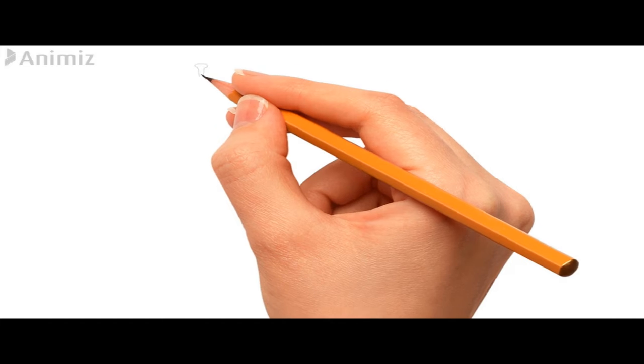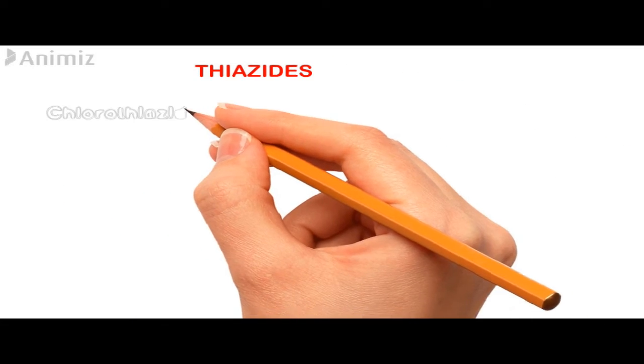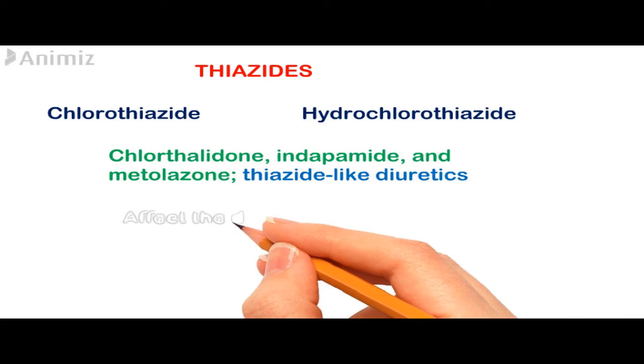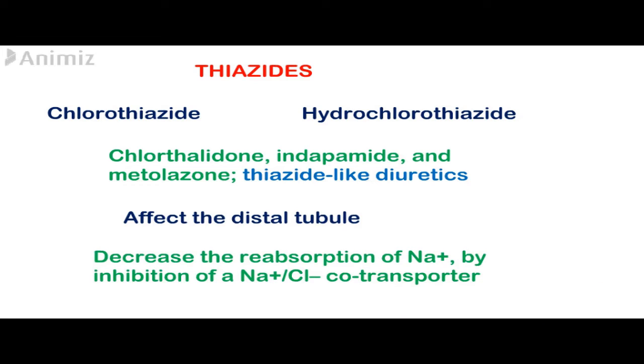The drugs in the thiazide group are chlorothiazide and hydrochlorothiazide, while we also have the thiazide-like diuretics, which resemble the thiazides structurally and have the same mechanism of action, which are chlorthalidone, indapamide, and metolazone. Thiazides act on the cortical region of the ascending loop of Henle and also the distal convoluted tubule to decrease the reabsorption of sodium by inhibition of the sodium chloride transporter on the luminal membrane.